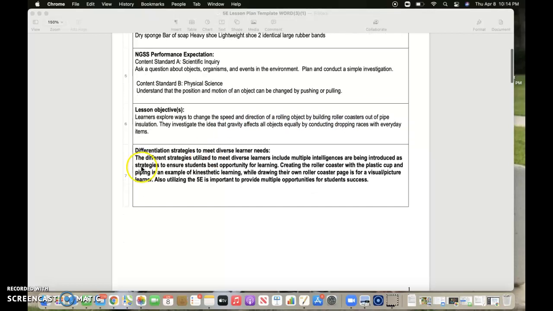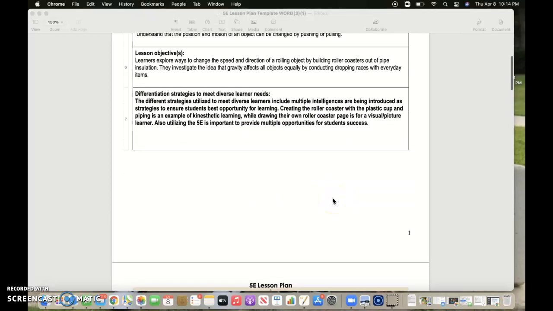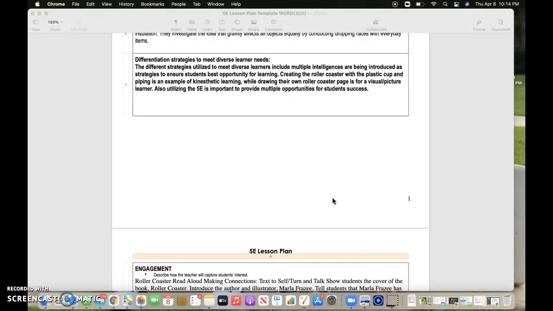I think, excuse me, the different strategies to meet diverse learners included the multiple intelligences by providing activities such as creating the roller coaster with the plastic cups, which is an example of kinesthetic learning because they're using their hands and building things. Another example was a visual learner, when they actually draw their roller coaster. So they're able to draw it and really utilize pictures to get a good understanding of how a roller coaster works in comparison with gravity.